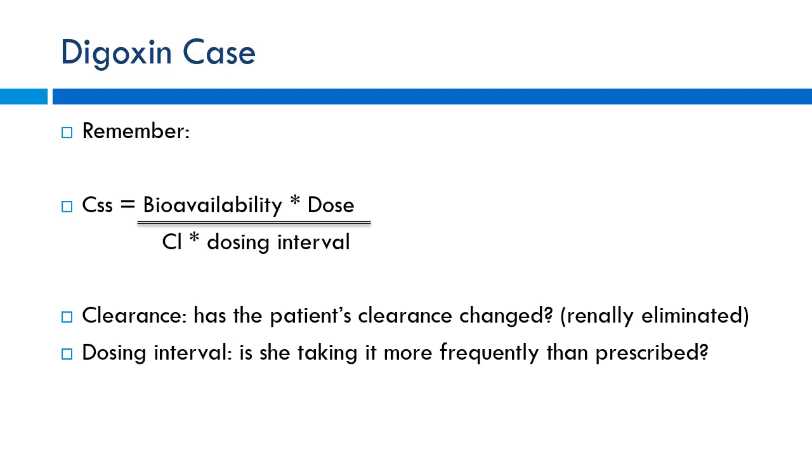From the clearance standpoint, do we think the patient's clearance has changed? More often than not, this is a big thing you're going to want to look for: have they had a recent change in their organ function? It's really good if you can have a baseline to check against. Sometimes you will, sometimes you won't, but look at that delta there.